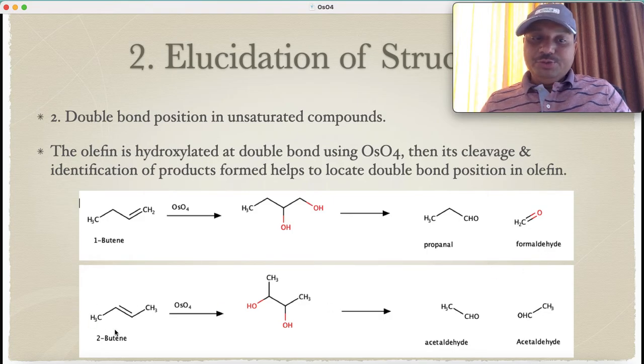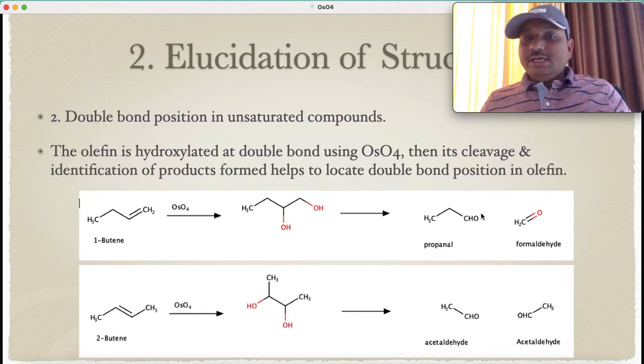In the case of 2-butene, treatment with osmium tetroxide leads to the formation of this diol, which on cleavage gives two molecules of acetaldehyde. Acetaldehyde has two carbons, which means the double bond is present at carbon number 2, from both sides. In both cases, identification of these products helps to locate the double bond position in the olefin.